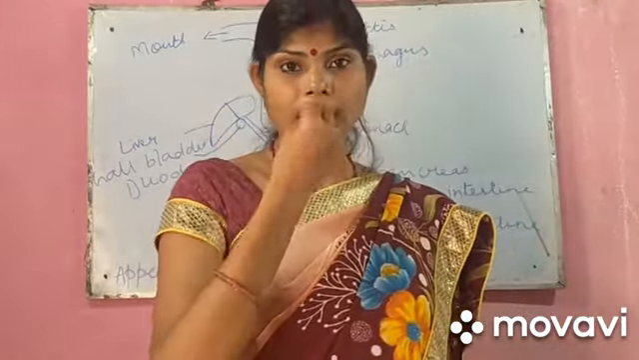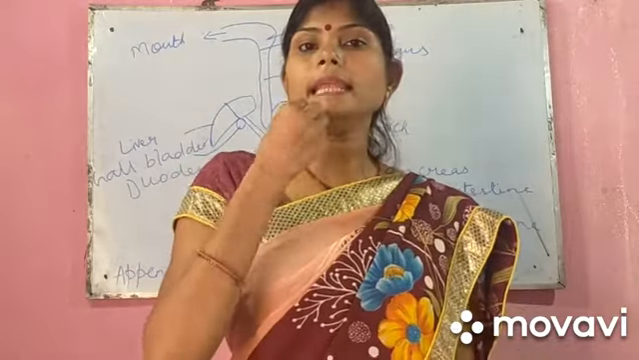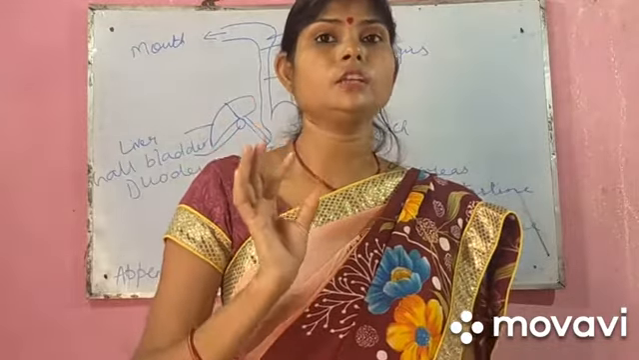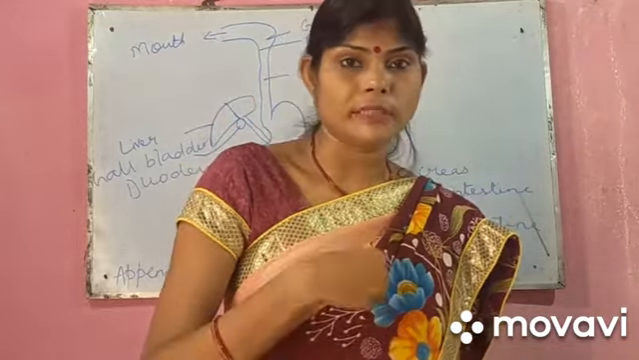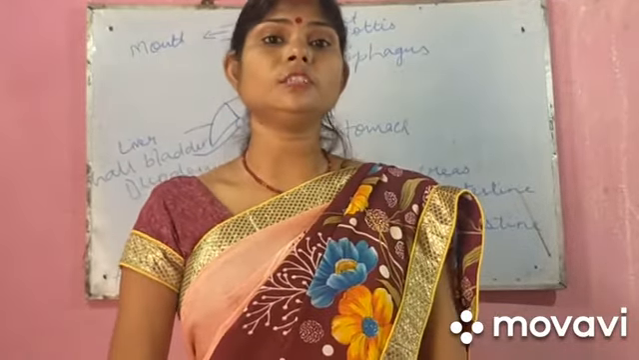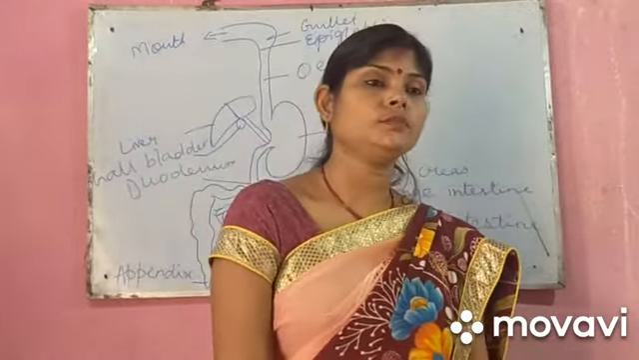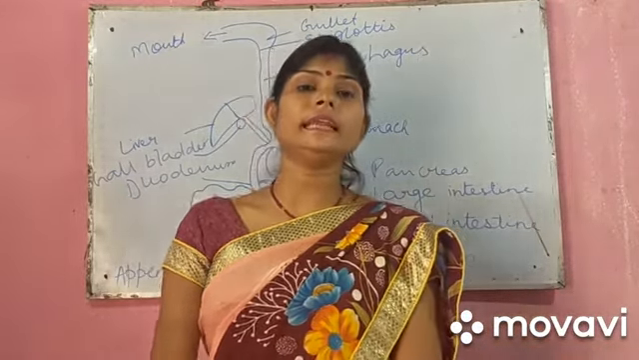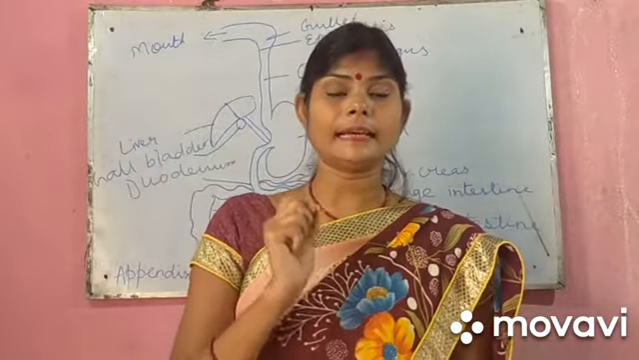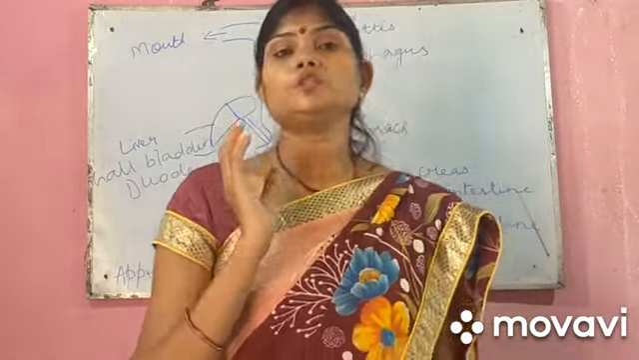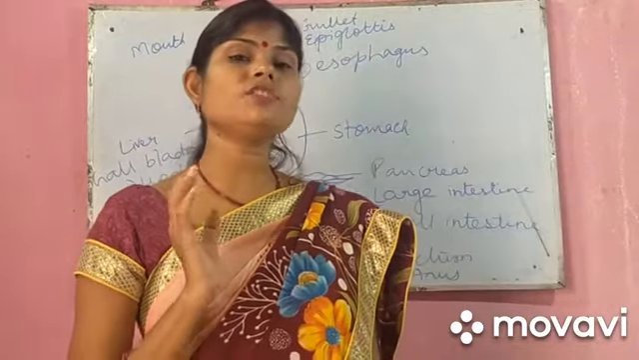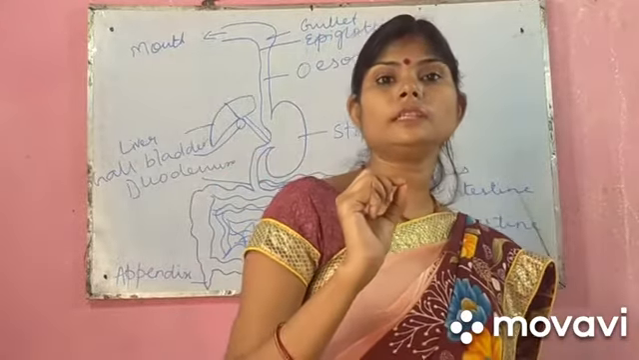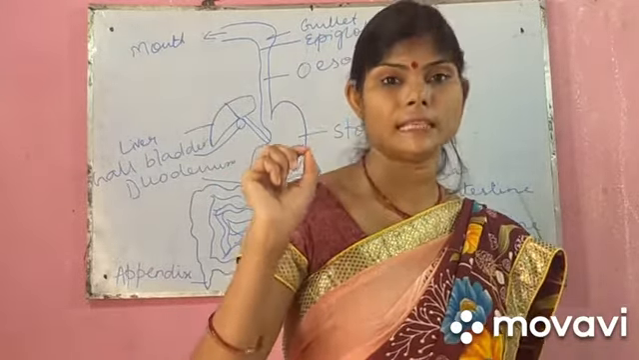Whenever we eat anything, the food has to be broken down into smaller and smaller particles so that we can swallow it. So how does this food break? This food breaks by our teeth. Our teeth help in chewing, grinding, cutting. And this process is known as mastication. Mastication is the process in which the food is crushed and converted into smaller pieces.